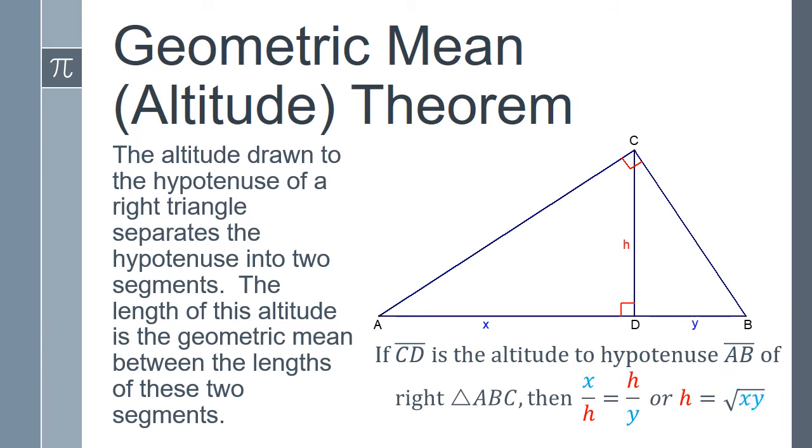All right. So the height, or what we always say for the length of the altitude, is always the height. X and Y are the two segment lengths that the intersection of the altitude to the hypotenuse, point D, separates AB into. You'll notice x over h equals h over y, or h is equal to the square root of xy.